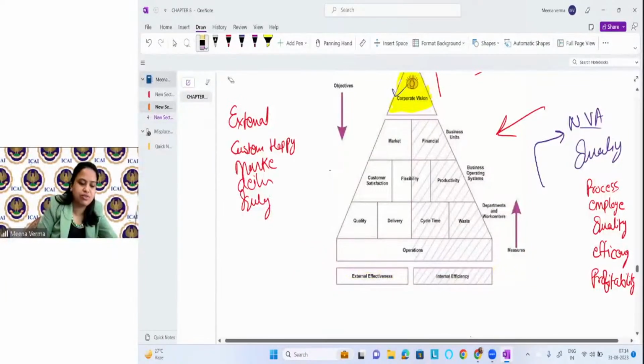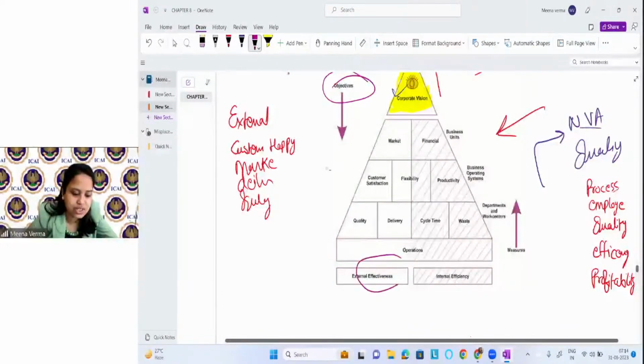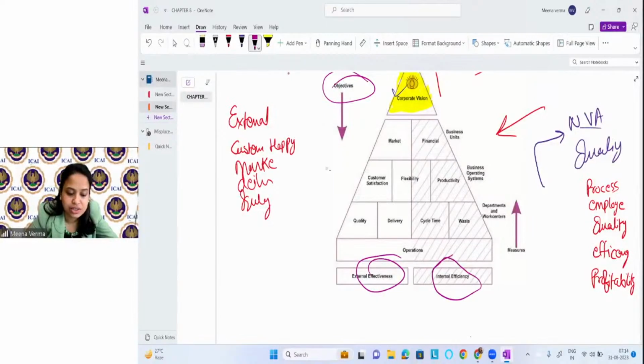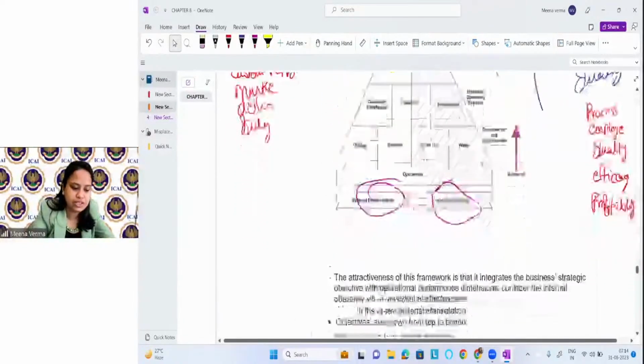What is the objective of the company? You can see the objective is defined here, right? Considering the external and internal efficiency and external effectiveness, and how they can measure the performance. So it is defining these 3 things.